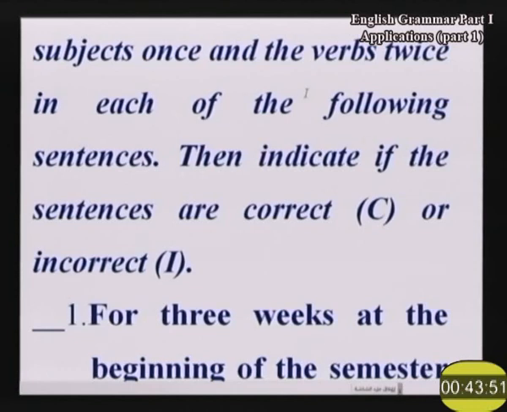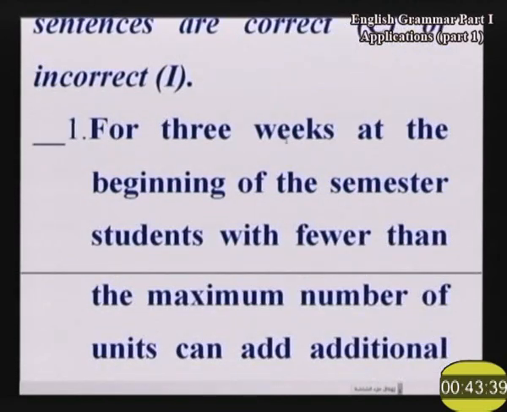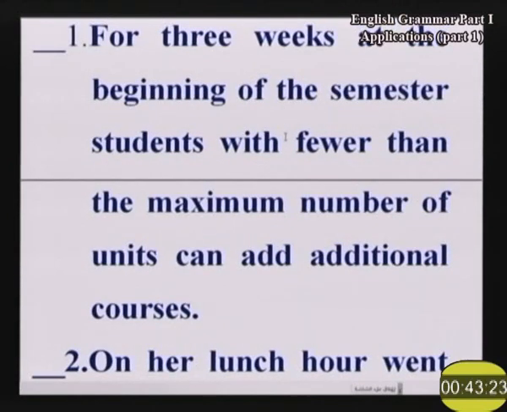هنا بيقول ايه؟ Underline the subjects once and the verbs twice in each of the following sentences. Then indicate if the sentences are correct or incorrect. طيب احنا عايزين دلوقتي بندور على ايه؟ The subjects and the verbs. For 3 weeks at the beginning of the semester, students with fewer than the maximum number of units can add additional courses. طيب خدوا بالكم ان انا مش ضروري ابقى فاهمه الكلام بيقول ايه عشان اعرف اعمل الجرامر صح. انا ممكن اقرا حاجه مش فاهماها لكن افهم ان الجرامر دي فيها حاجه غلط. طيب تعالوا مثلا وعشان كده انا ممكن احيانا هبقى بقصد ان انا ما اقولكوش معنى الجمله.